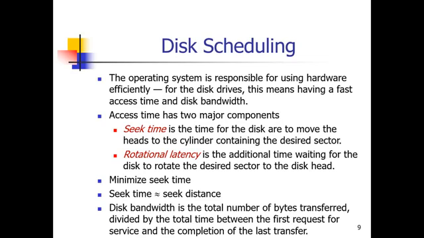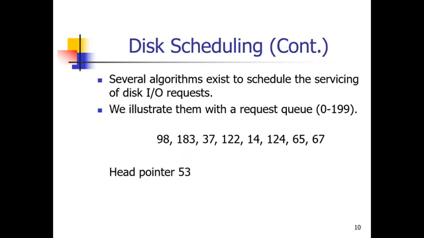So we have to minimize the seek time, similarly as we have to minimize the waiting time of a process. We have to minimize the seek time so that I can perform IO operations quickly. And seek time is also equal to the seek distance, right? So let's move to the example.